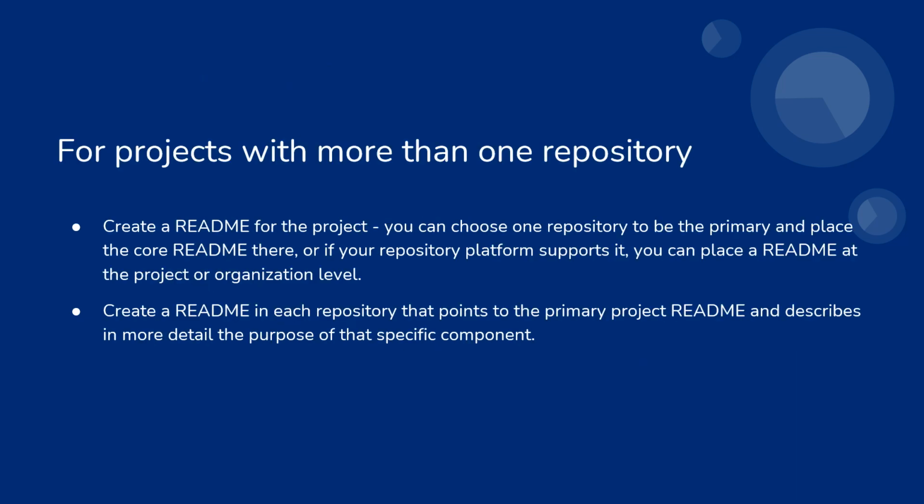For projects with more than one repository, create a README for the project. You can choose one repository to be the primary and place the core README there, or if your repository platform supports it, you can place a README at the project or organization level. Create a separate README in each repository that points to the primary project README and describes in more detail the purpose of that specific component.